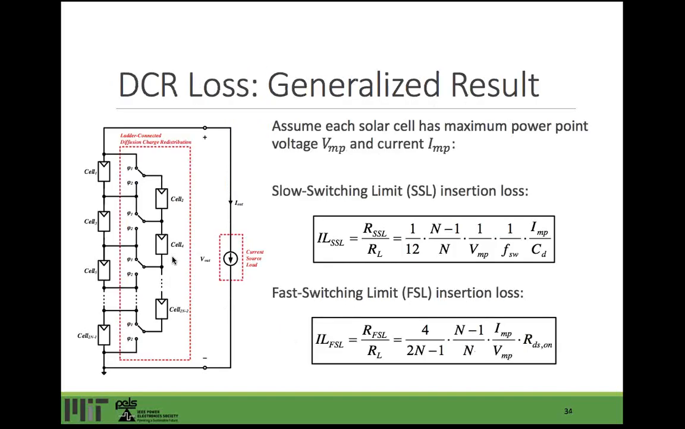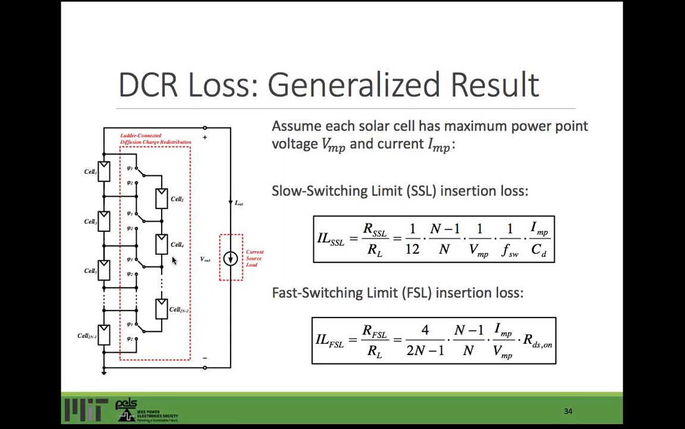The insertion loss in the general case actually reveals a lot of interesting properties. As you can see, the slow switching limit insertion loss is proportional to 1 over Fc, which we expect. But what's interesting is that it's proportional to the ratio of the maximum power point current over the diffusion capacitance. Now the current generating capability per area and the diffusion capacitance per area are both material dependent quantities. Hence, given a solar cell material, the ratio of IMP to CD is actually fixed, so the loss cannot be optimized based on changing the cell size.